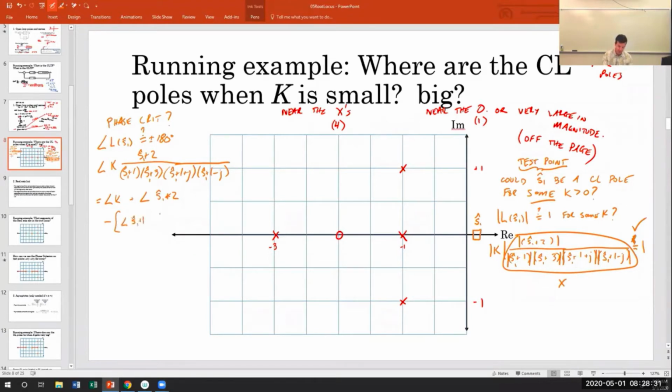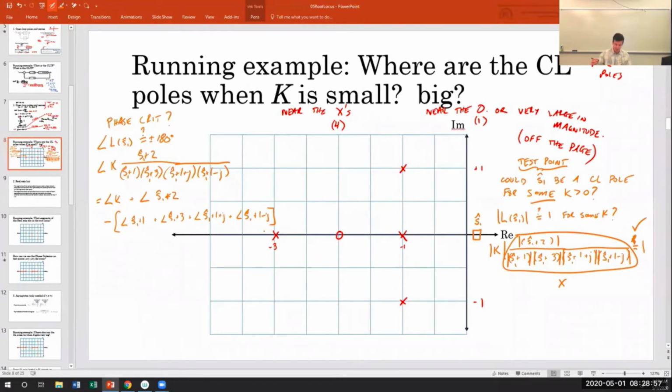S hat 1 plus 1 plus phase of S hat 1 plus 3 plus phase of S hat 1 plus 1 plus J plus phase of S hat 1 plus 1 minus J. Okay. So again, I'm just taking the phase of the top and I'm subtracting the phase of the bottom, where each of the phases of the top and bottom are the sum of the constituents' phases.